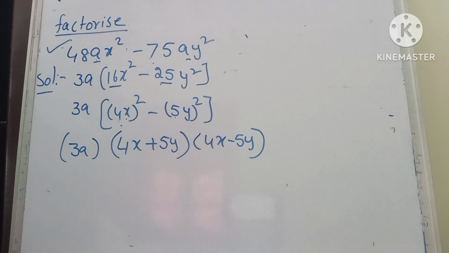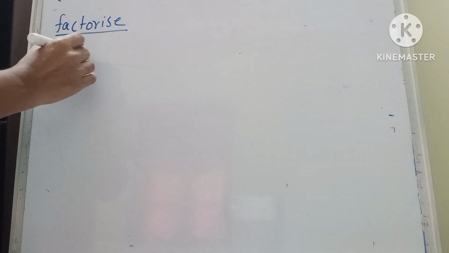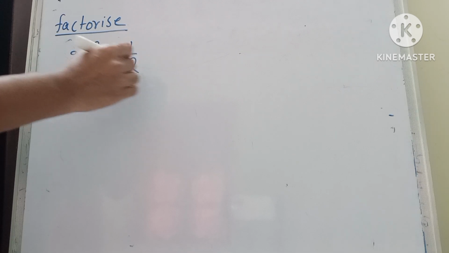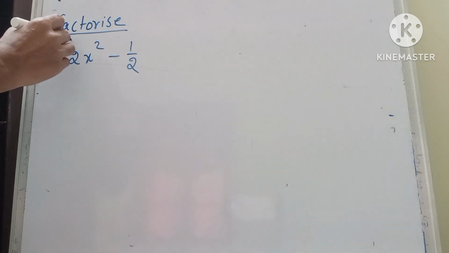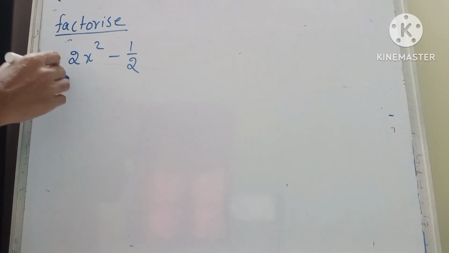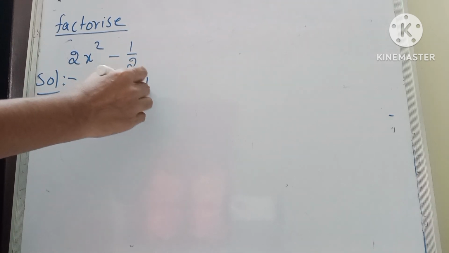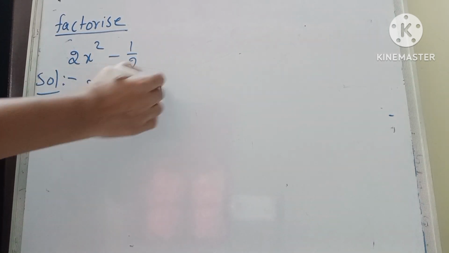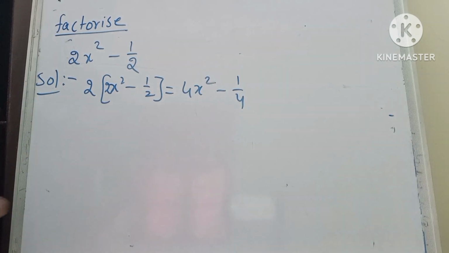Factorize 2x square minus 1 by 2. So to factorize this, first we have to multiply by 2. The expression 2 multiplied by 2. 2 times x square minus 1 by 2 is equal to 4x square minus 1 by 4.